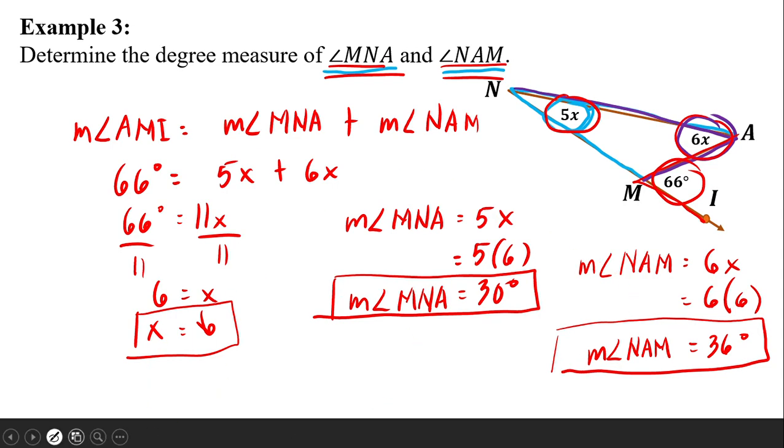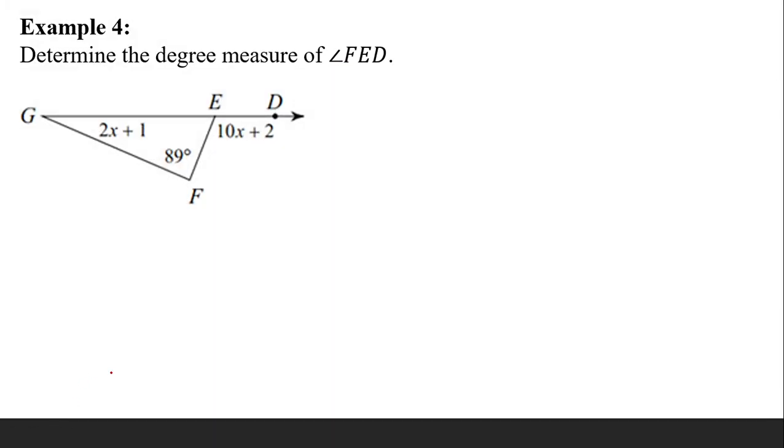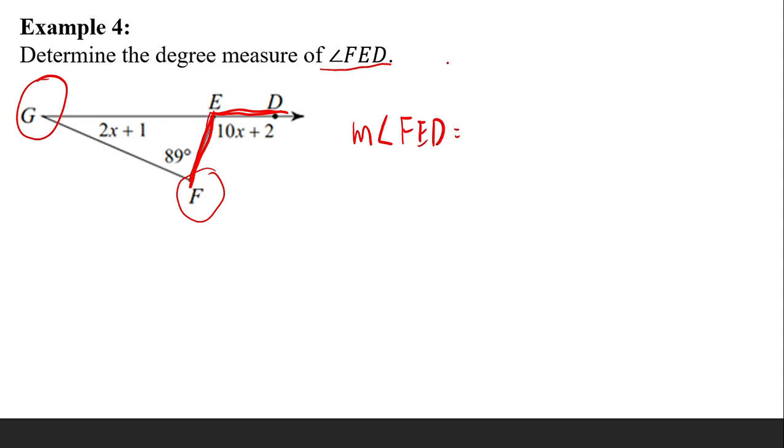Now, let's have the last example. Our last example is to determine the degree measure of angle FED. So where is angle FED? It is an exterior angle. What are the two non-adjacent angles? We have angle G and angle F. So apply the exterior angle of a triangle: measure of angle FED is equal to measure of angle F plus measure of angle G.